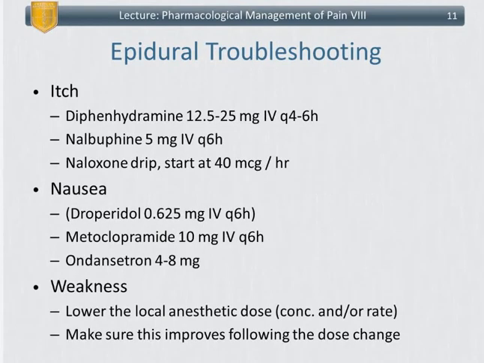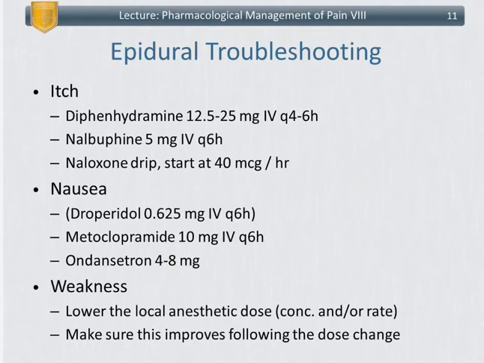So what are some of the problems that come up? Itch is a big one. As I mentioned, a really high risk is the post-C-section, particularly if it was a spinal injection, but epidural is also high risk. So you can try diphenhydramine or Benadryl, nalbuphine, naloxone drips. Typical dose is 40 mics per hour, can be very effective and usually will not reverse the analgesia from the epidural. It could reverse it if it's IV, but epidural is less likely to reverse with this kind of dose.